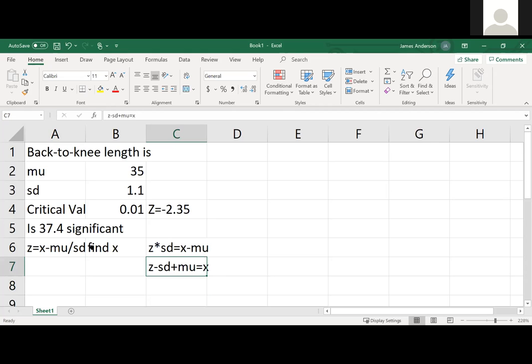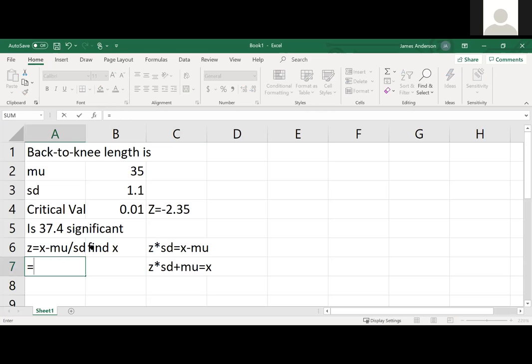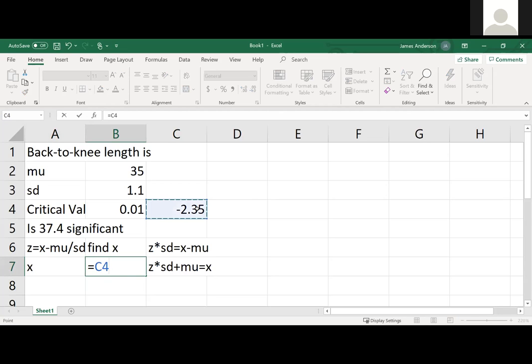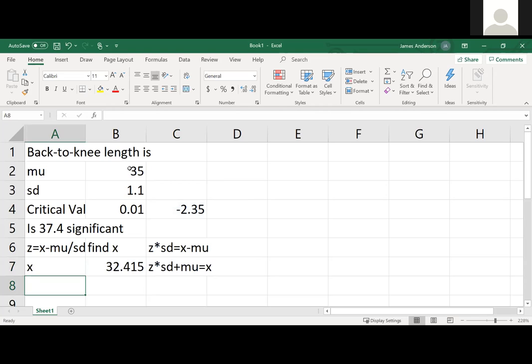Oh, it's supposed to be times, not minus. There we go. Then we can just calculate it. So x equals our z value. Let me see. So we have x equals z value times your standard deviation plus your mean. That will give us the low end.